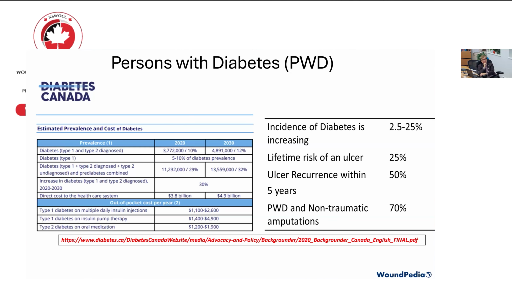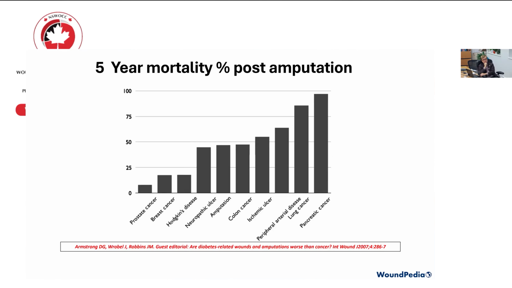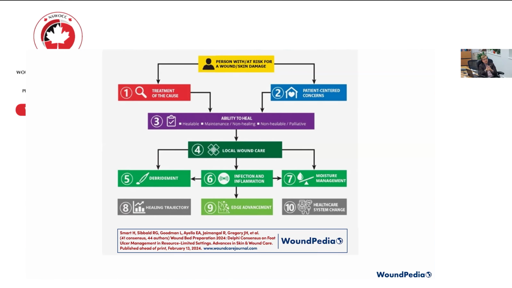Next slide. I think the other thing, and press this again, is that when we look at a person with an amputation or a neurotrophic ulcer, the 5-year mortality is higher than Hodgkin's disease or breast cancer in females or prostate cancer in males. So we're looking at a really high incidence here of mortality. Next slide. And this is the wound bed prep paradigm, and we're up around treat the cause, and we're really up at the level of preventing a wound and a person at risk.